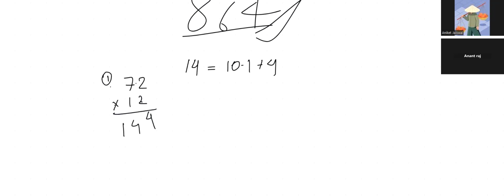2 twos are 4. 2 sevens are 14. Now, 14 is what? 10 into 1 plus 4. So we write 4 here and add 1 here, and there is nothing here, so it's 14. Got it? Now, 2 ones are 2 and 2 sevens are 7. Add this, we get 4, 5, 6, 8, 64. No confusion right here, right?